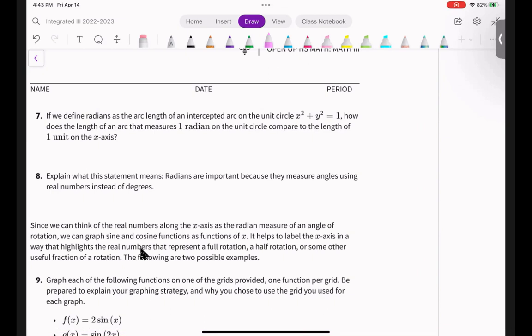So an arc that's measured with 1 radian on the unit circle would also be measured 1 real number unit. Okay, it would be the same. So 1 can measure angle. Explain why, what the statement means. Radians are important because they measure angles using real numbers instead of degrees.